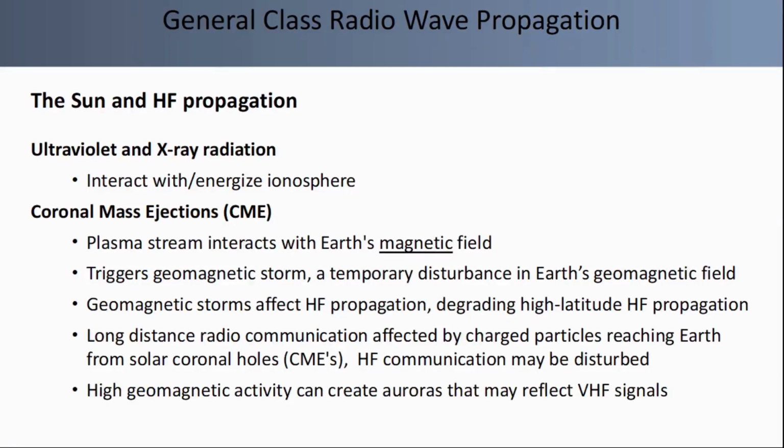But one of the neat things is high geomagnetic activity, these geomagnetic storms can trigger aurora, visible aurora. And if you haven't seen them, they're a sight to be seen. But the neat thing is you can actually reflect VHF signals off of the aurora. So this is the only instance in all the questions where high geomagnetic activity can have a beneficial impact on propagation, but not HF propagation, it's VHF.